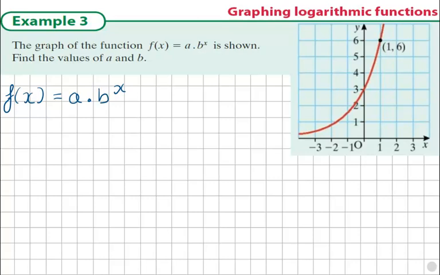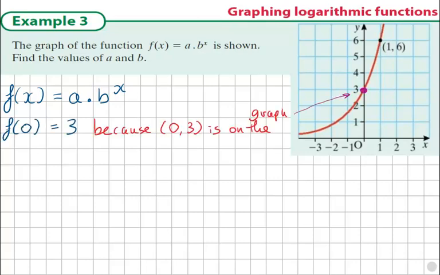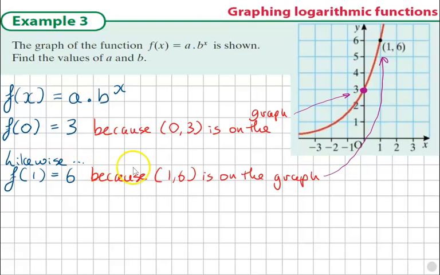So we start off with our function. We know from our graph that 0, 3 is a point on our graph, a point on our curve. Therefore, f of 0 is equal to 3. So the x is 0, the y is 3. Likewise, we could say f of 1 is equal to 6, because that's another point we can see on our curve. So the x part is 1, the y part is 6, because 1, 6 is on the graph.